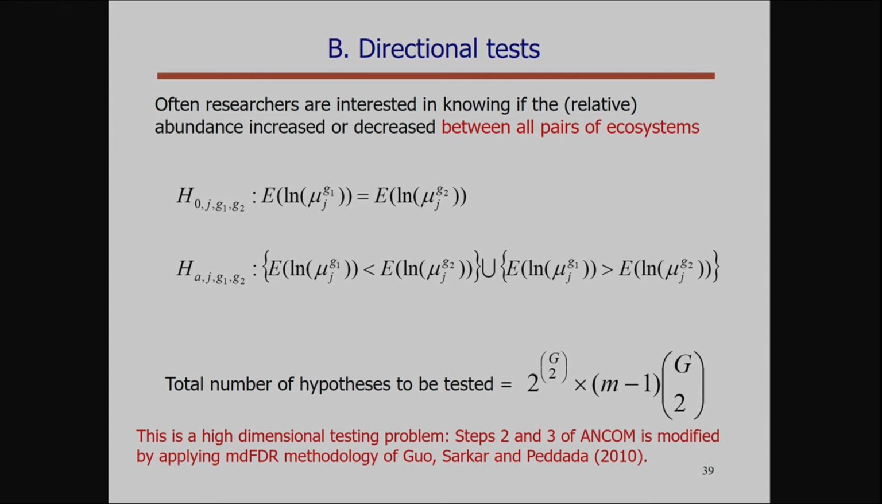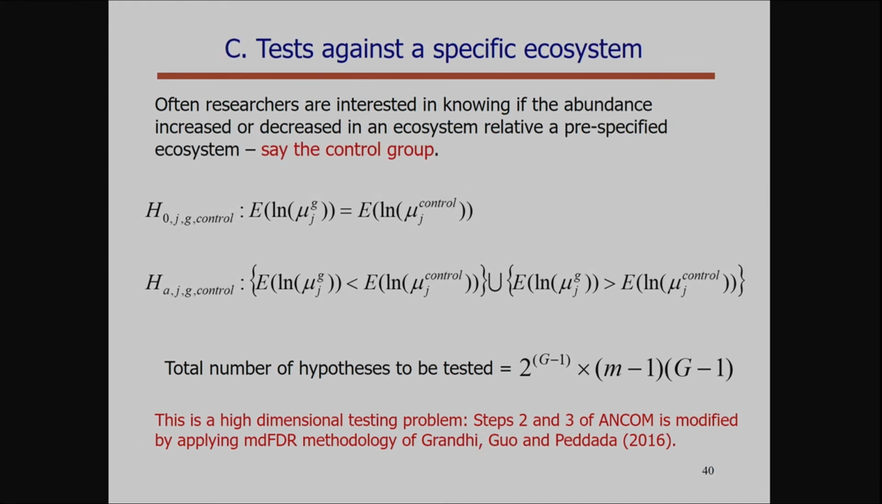But now the number of tests will climb a lot, so we have developed methods to deal with this kind of thing. Since I don't have time, and I knew I wouldn't have time, I'm just hitting the main types of problems that we are trying to work on. Similarly, you could be interested in comparing all these different experimental groups against a control group. So then you are testing a slightly different hypothesis. This is almost like a Dunnett type of test, but a variation on that. Again, you can control the false discovery rate suitably by modifying ANCOM to deal with these things.